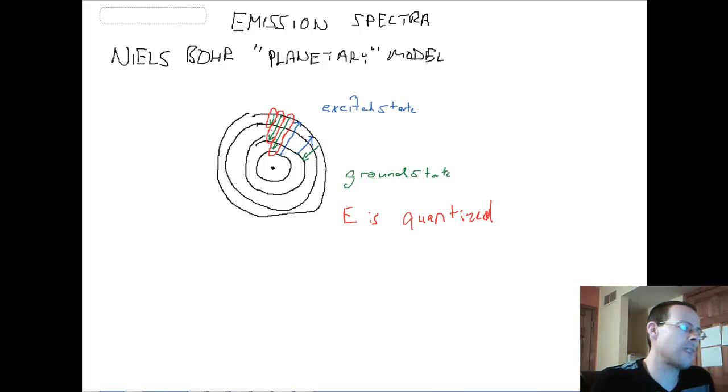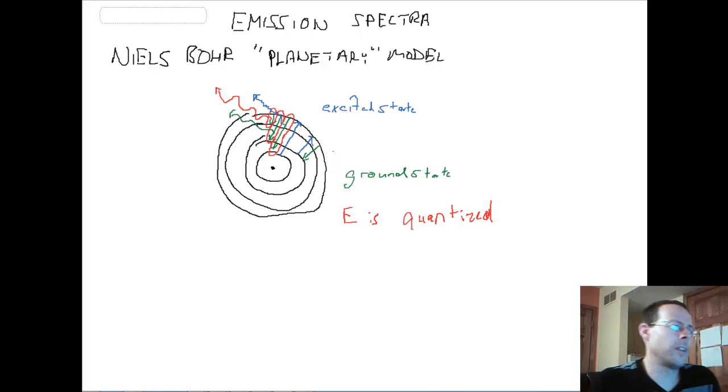When they drop back down, they lose energy, and that energy has to be accounted for in some way, because energy is neither created nor destroyed. So this small drop might be a little bit of energy, something like red light with a pretty big wavelength, and we get a red color. Maybe this middle drop would give us green light, with a smaller wavelength. And maybe this biggest drop would give us blue light, with a really small wavelength.